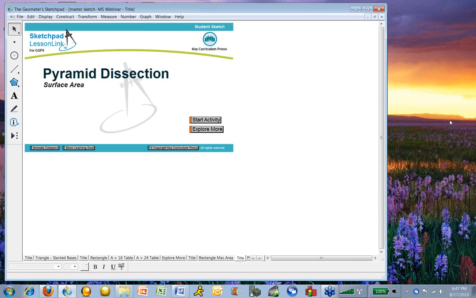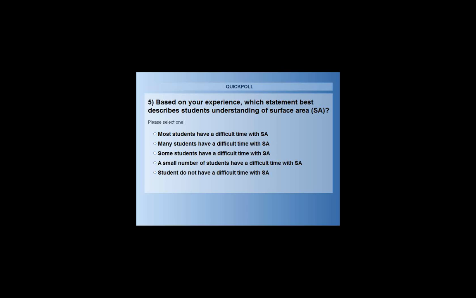So real quick, think of your actual students and what they might say to this question. I'm going to send out one more quick poll. Based on your own personal experience with your own students, which statement best describes your students' understanding of surface area? That's the very last poll that we're doing, and then I'm going to do a very quick overview of this activity.